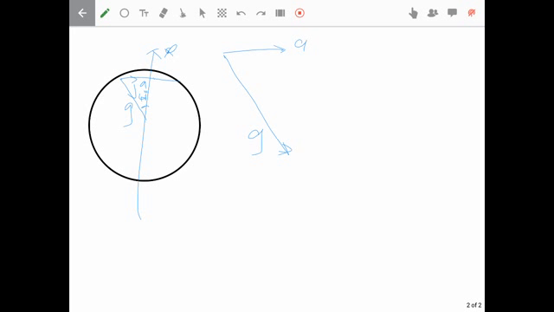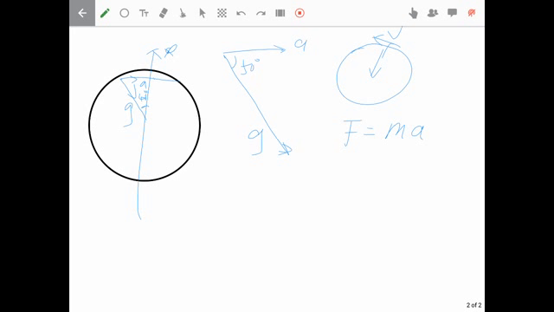Because the centripetal force is always pointing to the center of the circle, right? And force equals m times acceleration, so they should have the same direction. So that angle here should be 50 degrees.